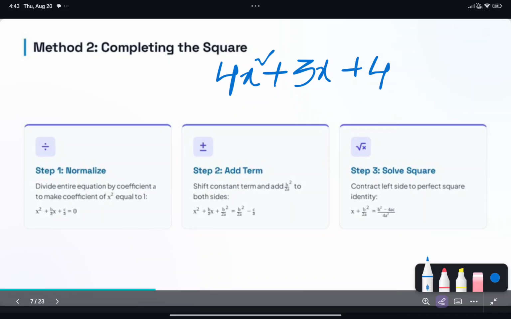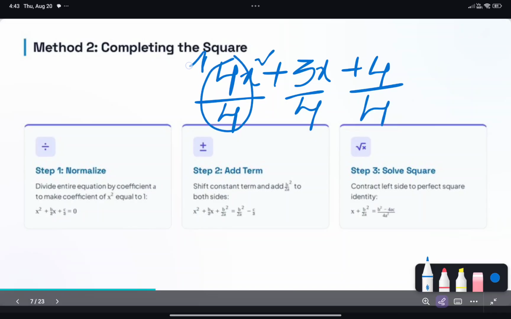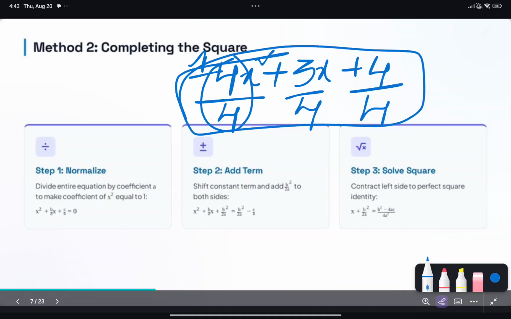To make the coefficient of x square a 1, divide by 4. Here also divide by 4, here also divide by 4. It becomes a 1 only, or not? Yes or no? The coefficient of x square becomes 1 or not? Then the quadratic equation looks like this. That is the first step in the completing the square method.